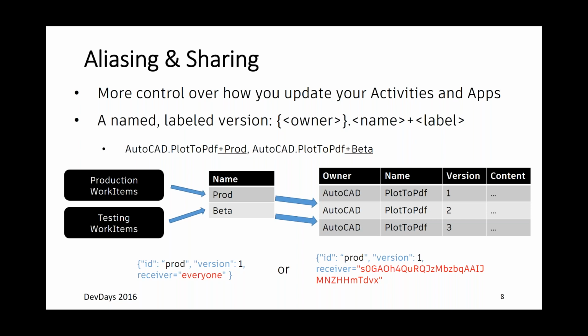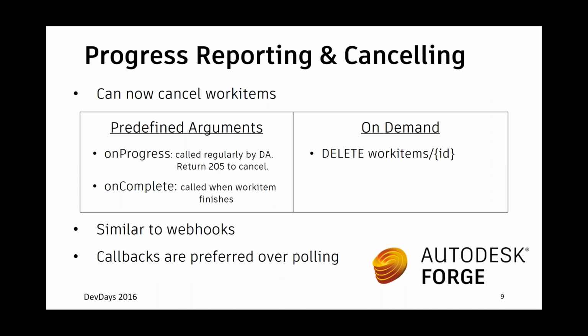So V3 also now has built-in support for canceling. This is useful if you get a process that's running for a really long time and you need to back out of it. So you can now cancel a work item if it's taking too long to process, rather than just keep your apps chugging away on something. And you can either do this on demand by passing a delete request with the work item ID, or you can do it based on some predefined arguments. So here there are the 2 new arguments that you can use if you want to predefine some logic to cancel a work item, on progress and on complete.